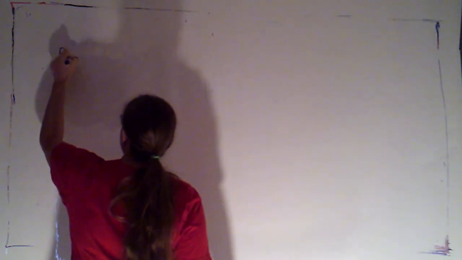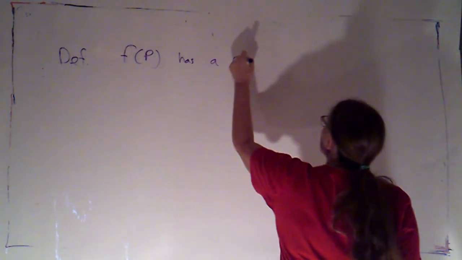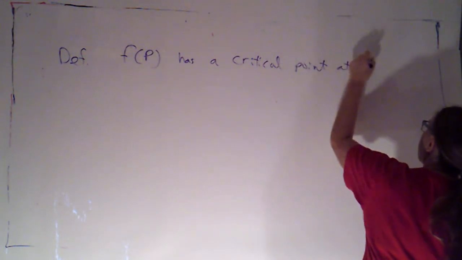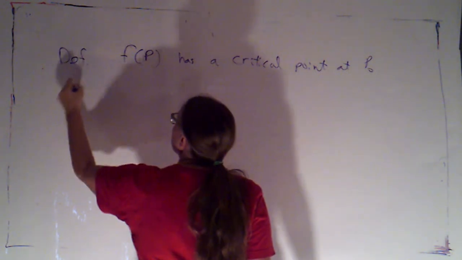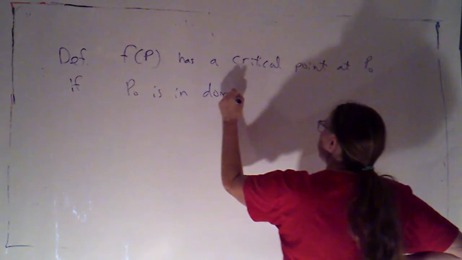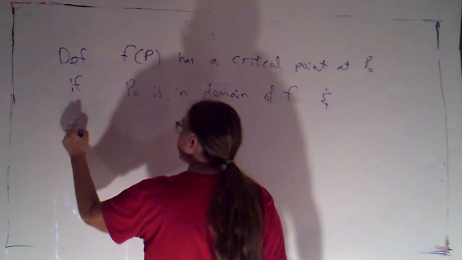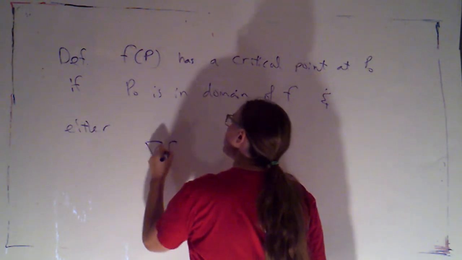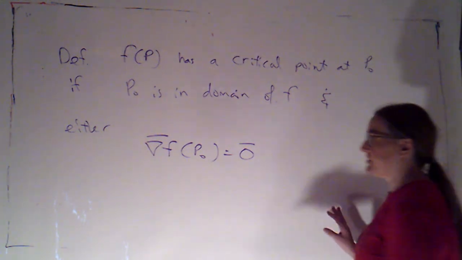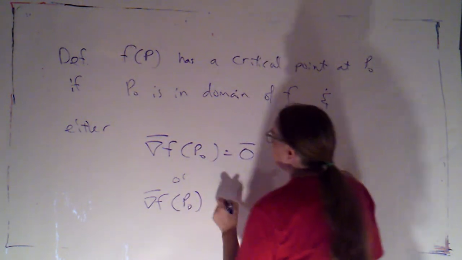So here's a new definition. F of p has a critical point at p naught if p naught is in the domain of f and either the gradient of f at p naught is the zero vector or the gradient of f at p naught is undefined.